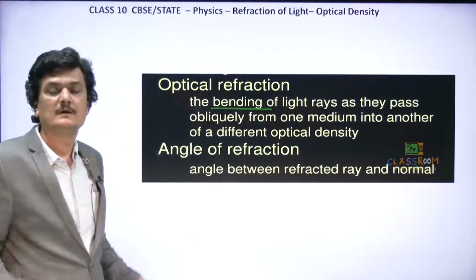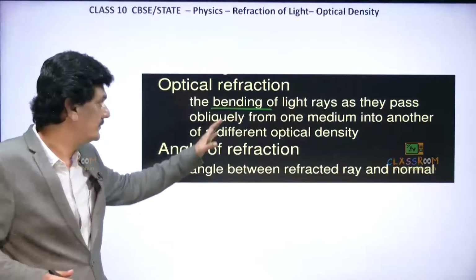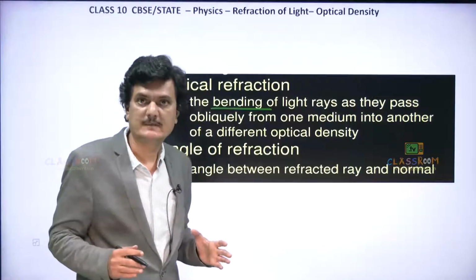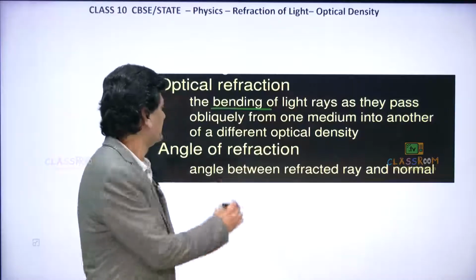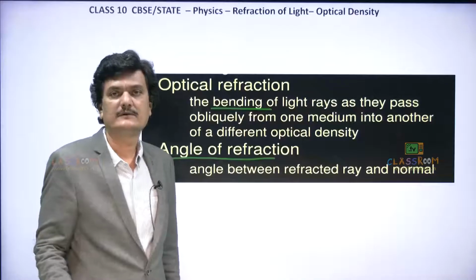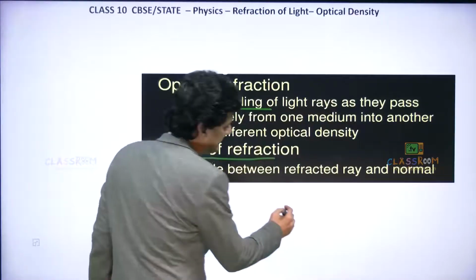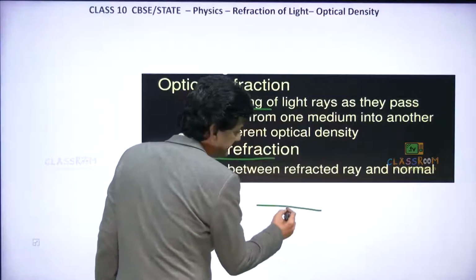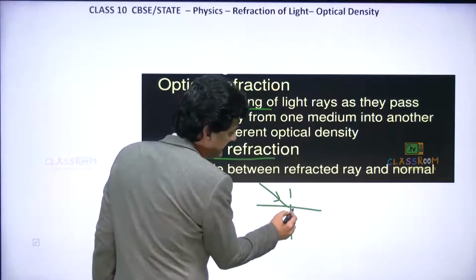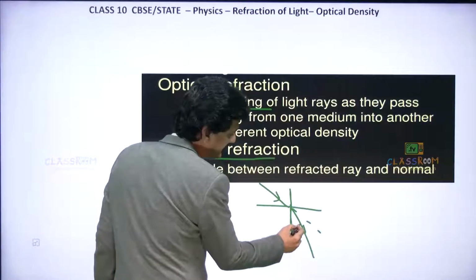Now, different optical media will have different optical densities, and therefore the amount of bending will be different, and therefore it determines the angle of refraction also. The angle of refraction is what? The angle which the refracted ray makes with the normal. This is the medium and this is the normal, the light ray is travelling, and instead of going straight, it is travelling like this. So, this is the normal here, and this angle is the angle of refraction.